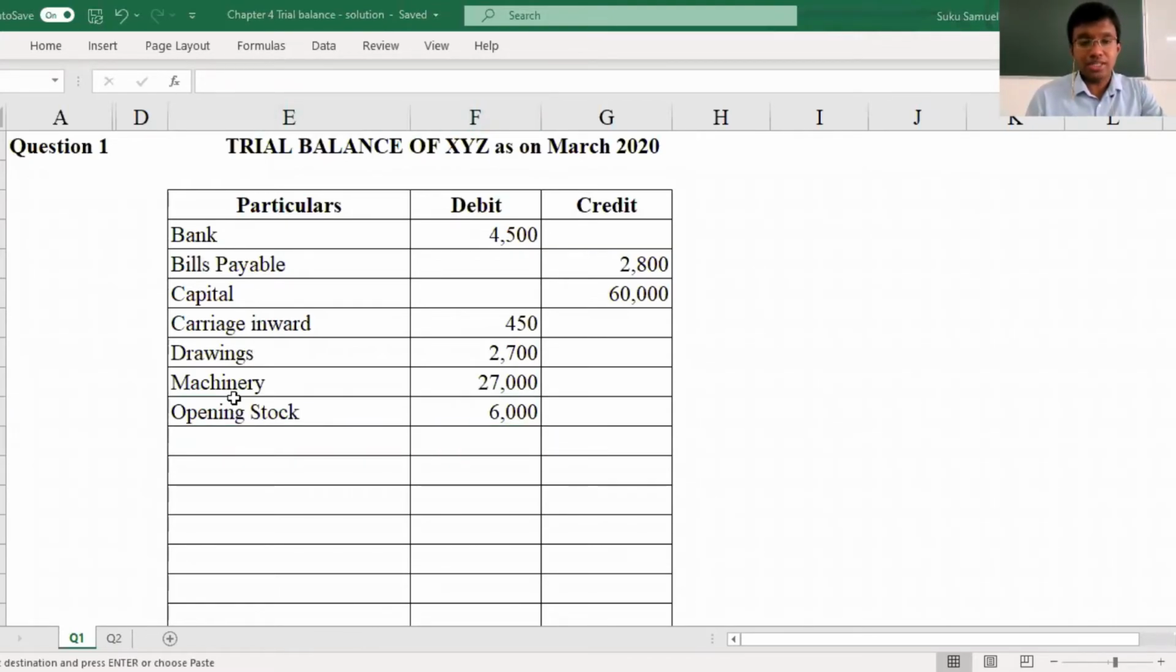Next is purchases. So purchases, remember, you're purchasing raw material. Whenever you purchase raw material, that is an expense for you. So expenses will fall again on the debit side.